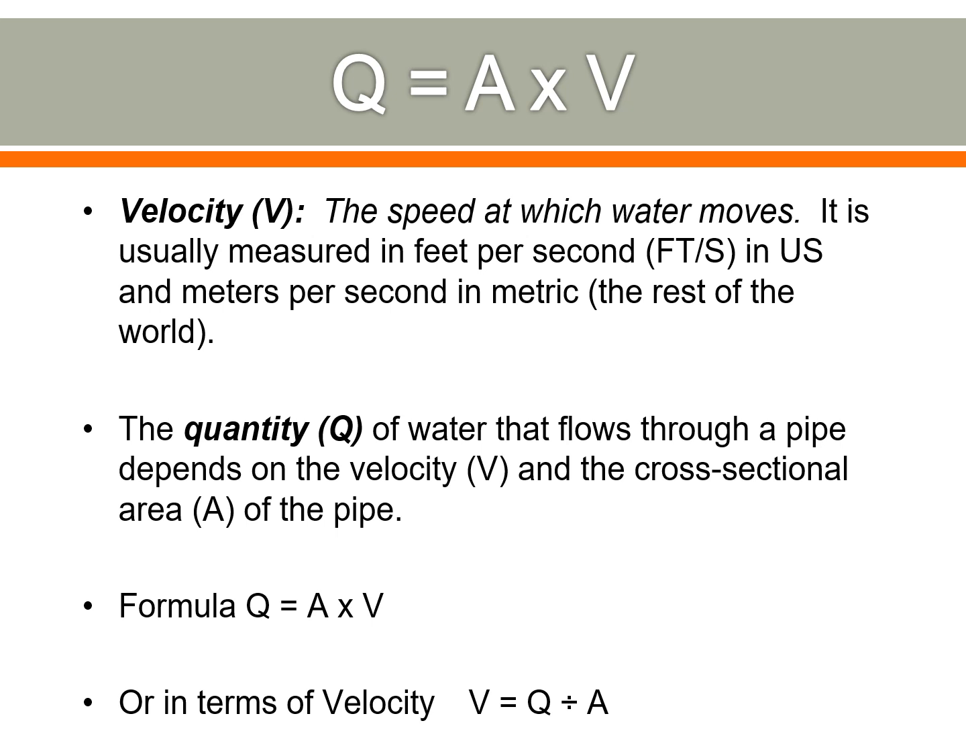All right, so as we know, velocity, represented by V, is the speed at which water moves. It is usually measured in feet per second in the United States. However, everywhere else in the world, it is meters per second, so it's metric. Quantity, or Q, is the water that flows through the pipe depending on the velocity and the cross-sectional area of that pipe. So your formula would look like this: Q equals A times V. Or if you're trying to solve for velocity, it would be V equals Q divided by A.